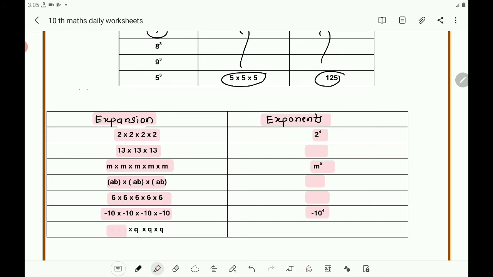Then Q into Q into Q into Q, Q power what? So here this is minus 10 whole power 4.